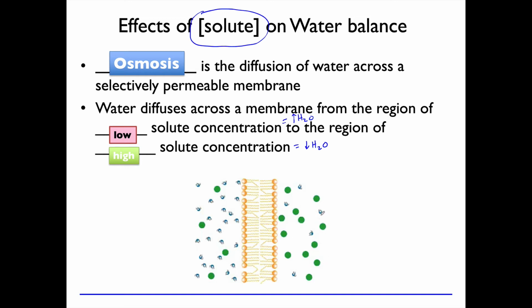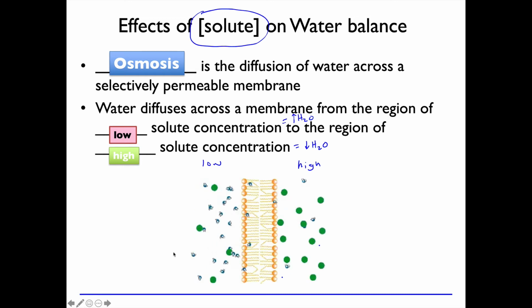So the question is, which way will the water go? And if we read this statement again, water diffuses across the membrane from the region of low solute concentration to the region of high solute concentration. Well, this is the high solute concentration over here. This is the low. Water is going to go from low to high to try to dilute it. So ultimately, what we should see is a left to right motion of water in this case.